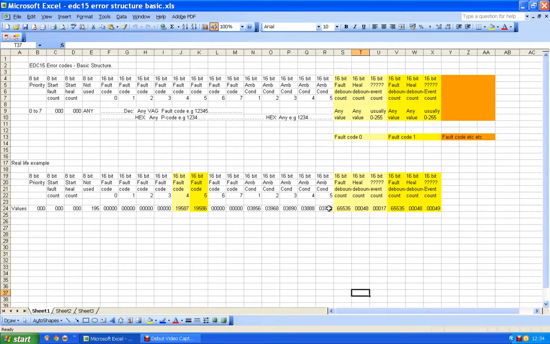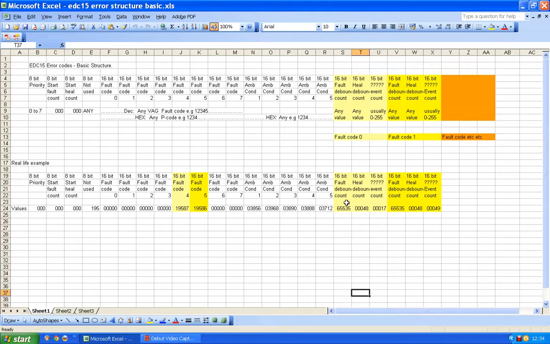That brings us on to a couple of other things that go with this. The obvious thing is the debounce, which I've already mentioned. If we pick one, let's just pick that one there. There's a fault code, and there are the debounce conditions that go with it.